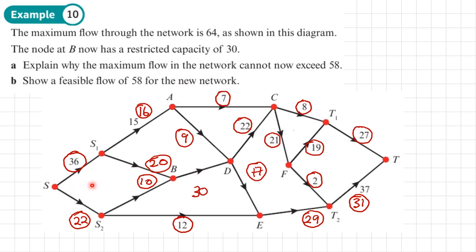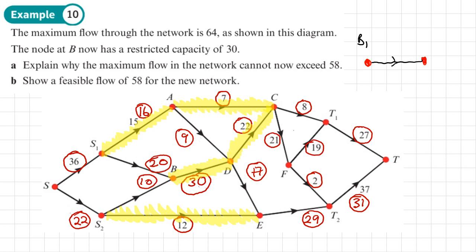So now moving back to part A, explain why the minimum flow in a network can exceed 58. The first thing I want to do is to identify all of the saturated arcs. Now these are all my saturated arcs. Now this one is saturated because remember B is restricted, and it's going to look something like this, where we have B in and B out, and what we're going to have is 0, 30, a minimum capacity of 0, a maximum of 30. So that makes this part here almost like saturated because of this restriction.